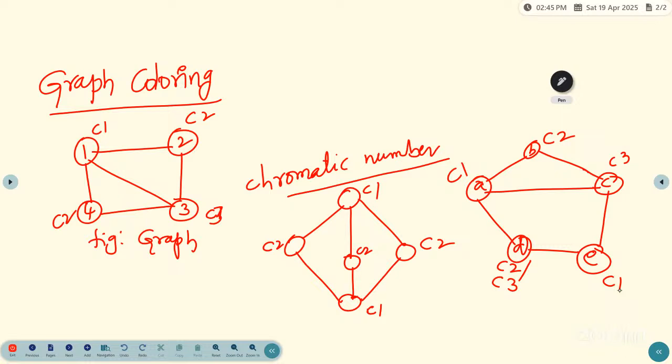Then this problem is called the m coloring problem. M coloring problem.